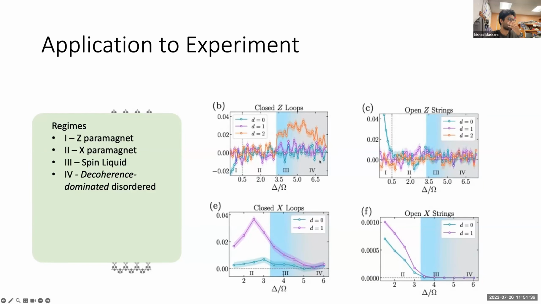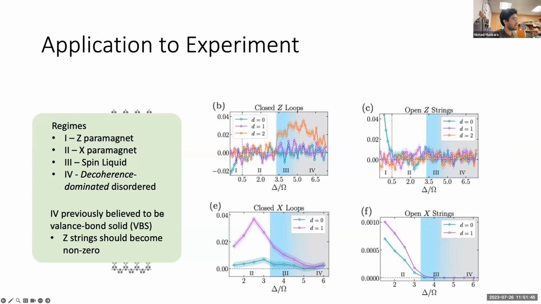And then in region 4, where we see the expectation value of the closed X loop stops increasing, we actually think we have a disordered phase. However, this disordered phase is different than the one that was theoretically predicted. Theoretically, it was predicted that this would be a valence bond solid in region 4. However, if this was a valence bond solid, then we should have also observed amplification in the Z strings. Instead, we don't observe any amplification in open Z strings or open X strings. And as a result, we think that this is a disordered phase that's actually dominated by decoherence, as opposed to becoming a valence bond solid.